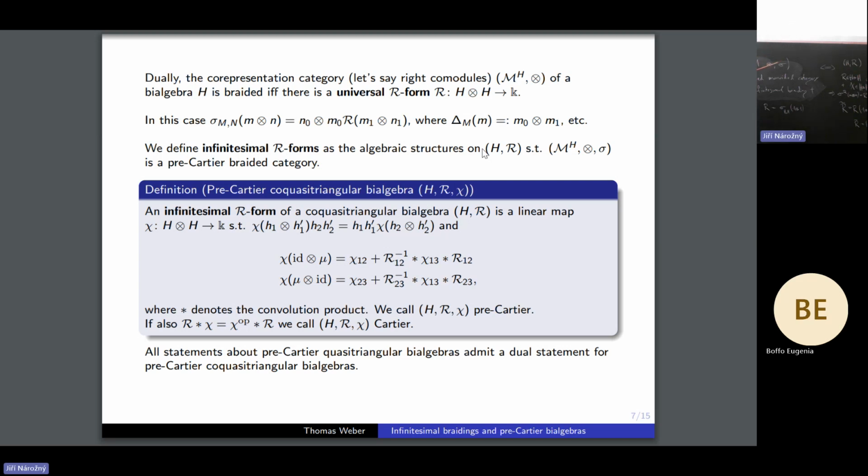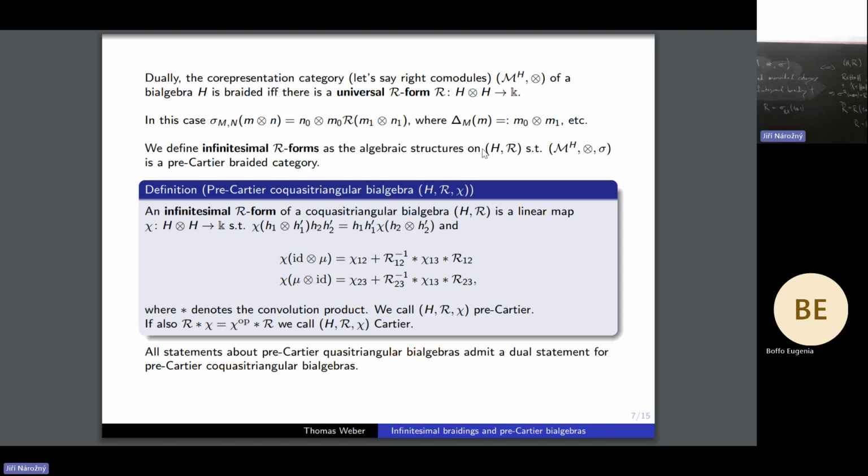Also for this, you can prove a similar theorem that says the category of right H comodules is braided if and only if you have a universal R form, so not an R matrix, but an R form now. That's a linear map from H tensor H to K, satisfying some axioms here. It's just the dual ones of the universal R matrix. In this case, the braiding that you get is of course now using the coactions and this R form. So this is how the braiding looks like.